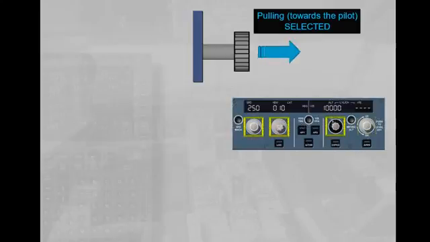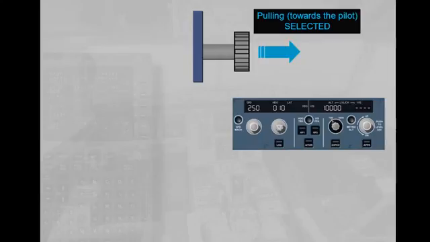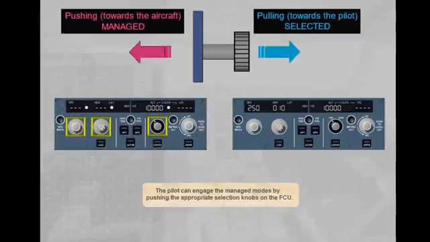The pilot can engage selected modes by pulling the corresponding selection knobs on the FCU. The pilot can engage the managed modes by pushing the appropriate selection knobs on the FCU.